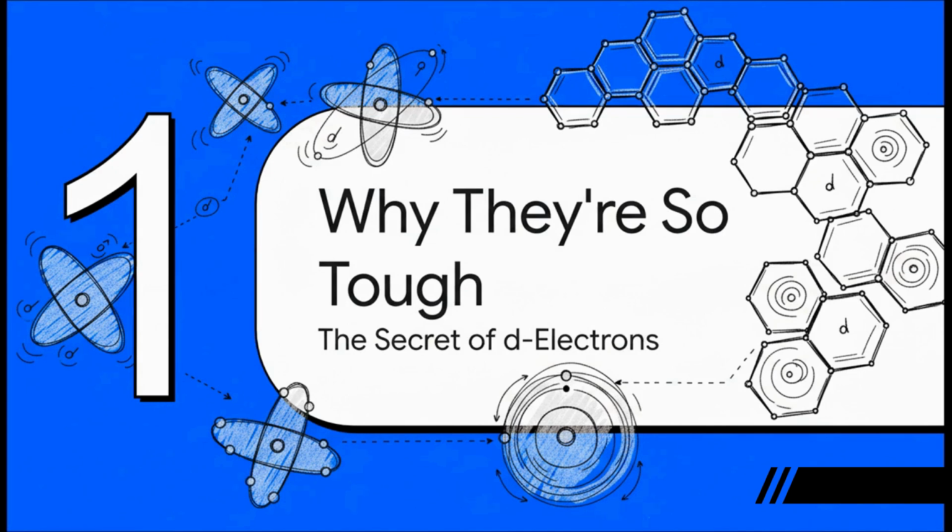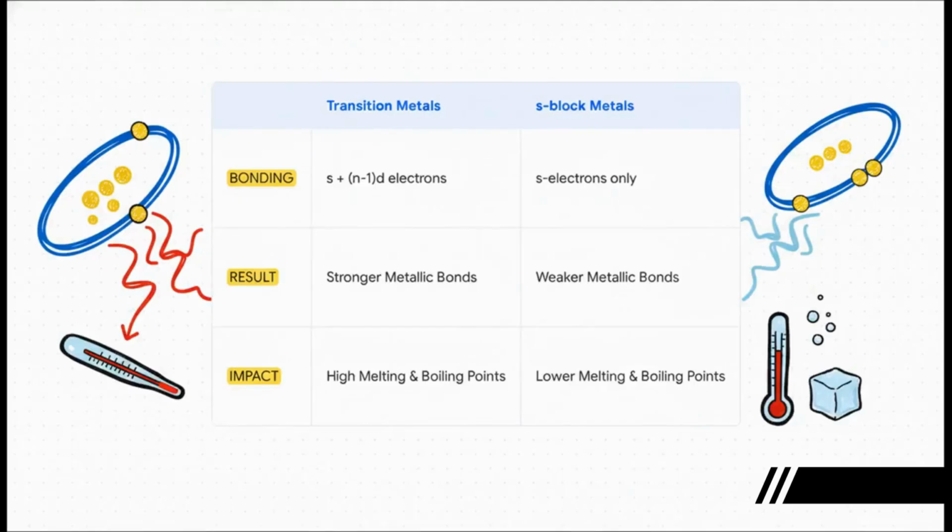Okay, so the reason these elements seem so complicated is actually their superpower. It all, and I mean all of it, comes down to their unique electronic setup, and specifically those powerhouse d-electrons. Look at this. This is the whole game right here. Your S-block metals only use their outer S electrons for bonding. Simple enough. But transition metals? Oh, they bring out the big guns. Because their energy levels are so close, they use both their outer S electrons and their inner D electrons. This little tag team creates ridiculously strong metallic bonds. And that right there is why they have such high melting and boiling points. It's not magic. It's just more electrons getting in on the action.